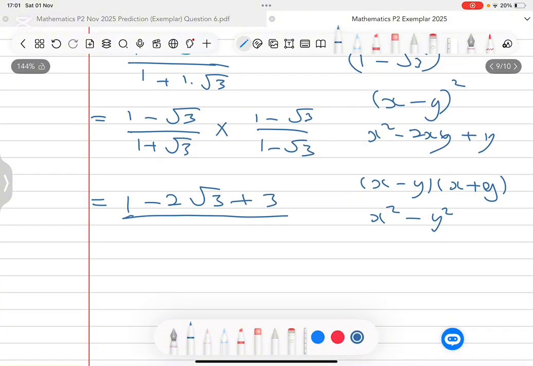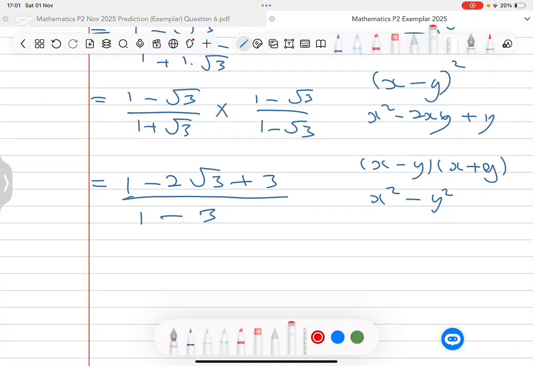If you square the 1, it's going to be a 1. If we square the 1 here, it's going to be a 1. Then if we square the 3, it's going to be 3 here. And then remember, we keep the negative here for difference of 2 squares. From here, we can simplify so that we now have 1 plus 3 to give me a 4 minus 2 root 3. And here I'm having 1 minus 3, which is negative 2.